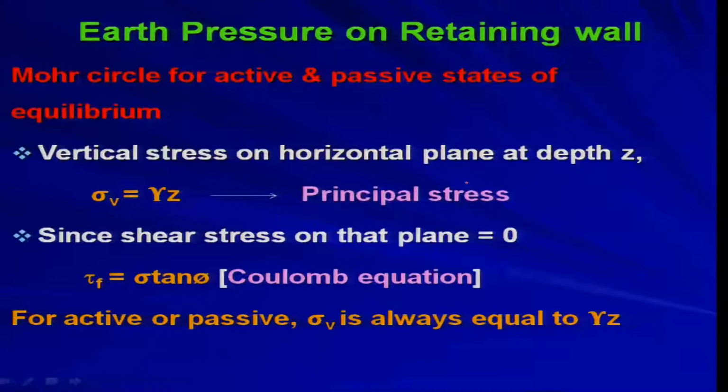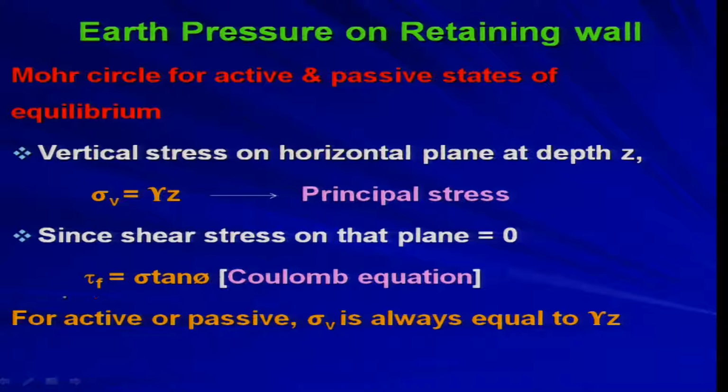Now, coming to the Mohr circle for active and passive states of equilibrium. The vertical stress on a horizontal plane at any depth z is sigma v, which is equal to gamma z. This is one of the principal stresses. If you are considering the active state, this will be your major principal stress. If you consider the passive state, it will be your minor principal stress, but it will be one of the principal stresses, since the shear stress on that plane is 0.